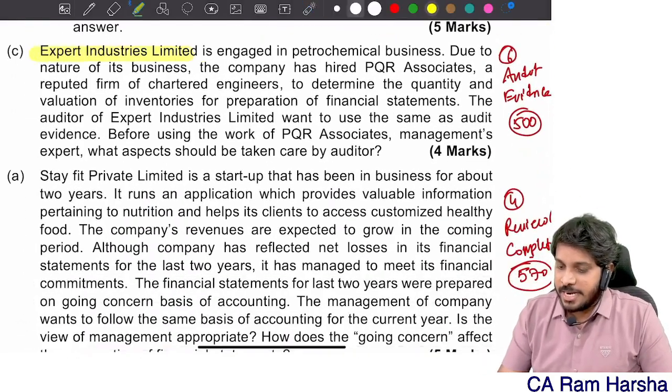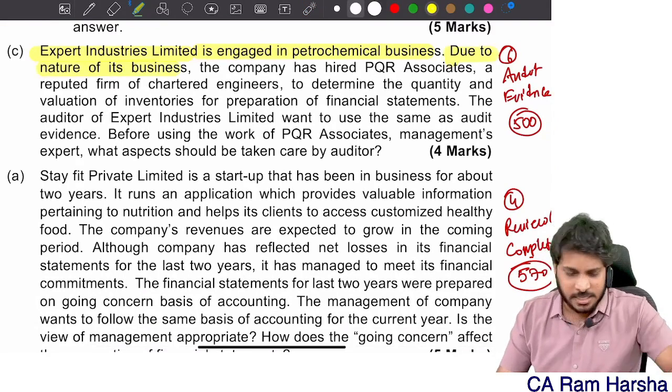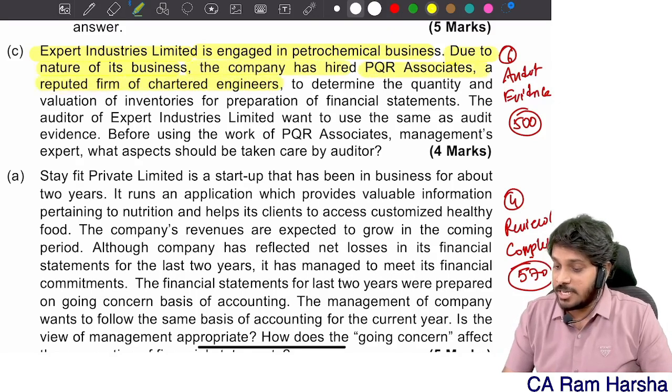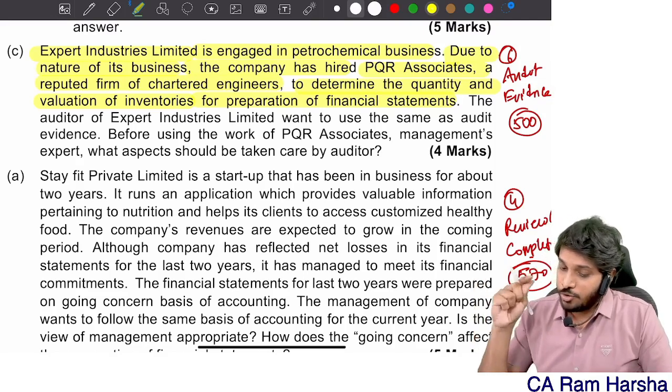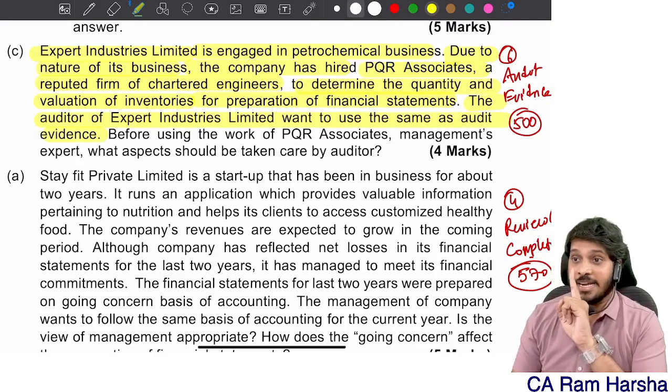Expert Industries Limited is engaged in petrochemical business. Due to the nature of its business, the company hired PQR Associates, a reputed firm of chartered engineers, to determine quantity and valuation of inventories for preparation of financials. Okay, they hired PQR for valuation of inventories and for preparation. The auditor of Expert Limited wants to use the same as audit evidence, using the work performed by a management expert.